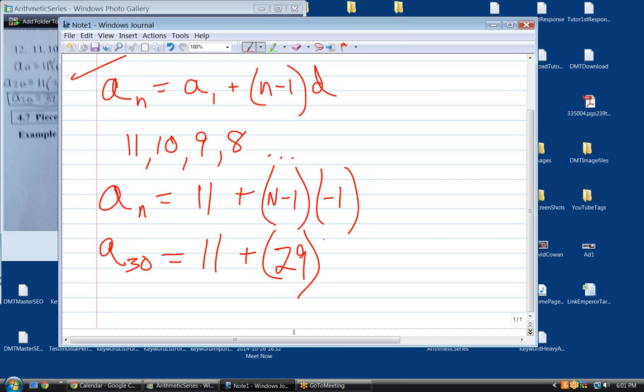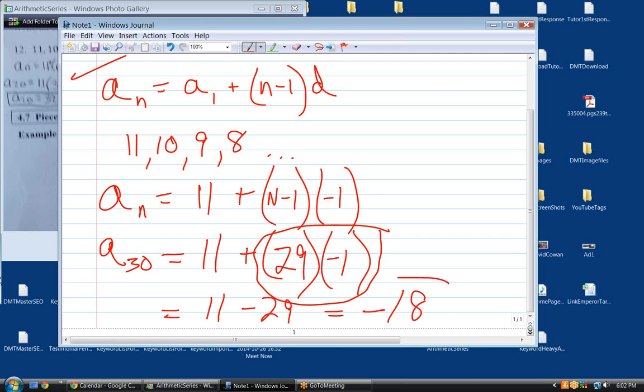The second mistake you made is one that I've seen a few students make before, and it's very easy to make. You wrote the common difference down, but then when you went to solve the problem, you subtracted 1. You're supposed to multiply these two. That doesn't mean 29 minus 1. That means 29 times a minus 1. So my answer is 11 minus 29, and that is minus 18.